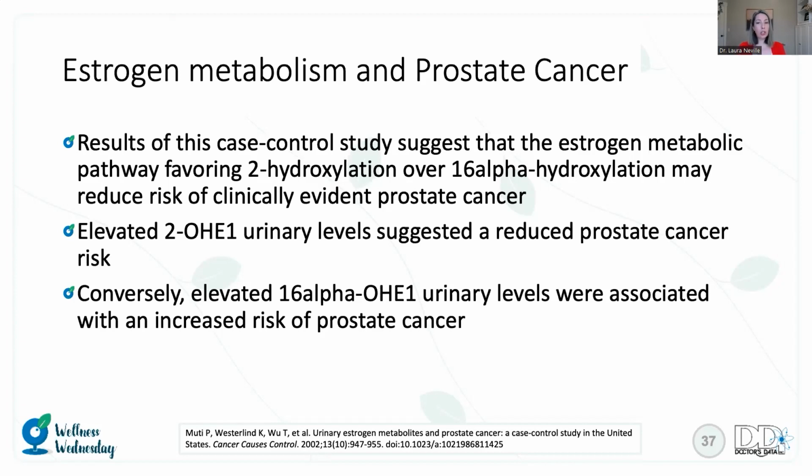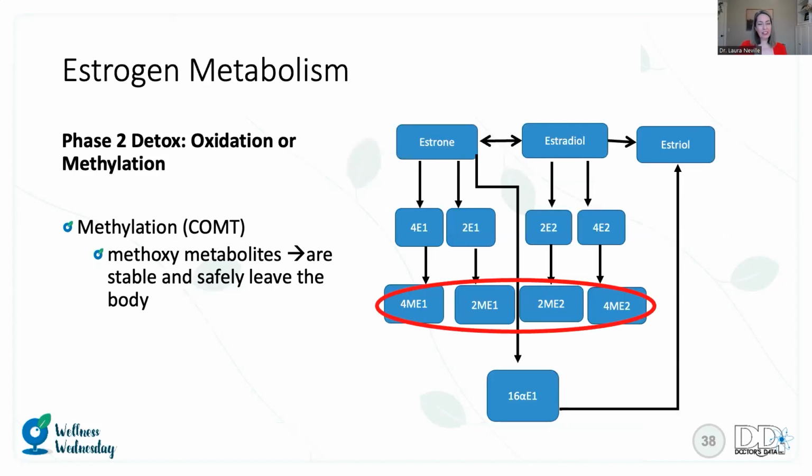So you can use the testing to look at these silent processes that are happening that may not be totally evident looking at the symptomatic picture. Sometimes there's some hints there, but not always. And then we looked at phase 1 metabolism. This is phase 2. So either oxidation or methylation is going to happen here.